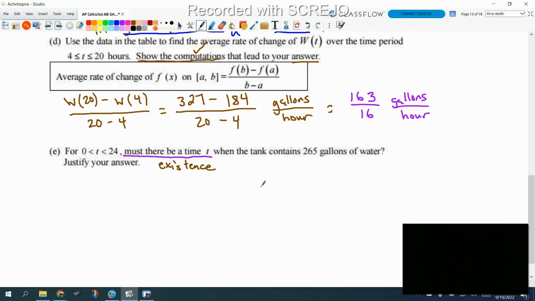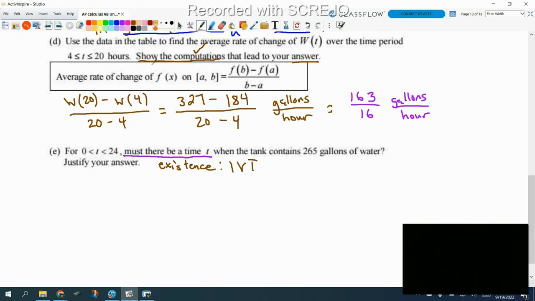And what we will learn, we've only learned one of them so far, but we will learn about a couple different existence theorems. Okay, so the only one that we've learned so far is the intermediate value theorem. And what the intermediate value theorem does is it determines if a value must exist. It doesn't tell us what the value is, but it tells us that there's one there. Okay, and that's all they're asking. Must there be a time t? Must it exist? So we're going to be using the intermediate value theorem.